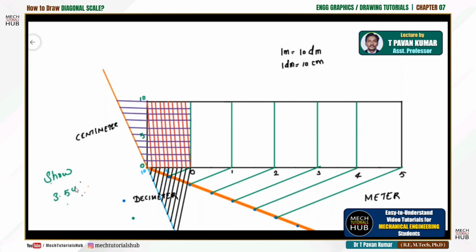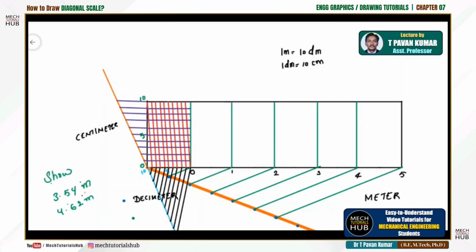Let me write it as some. I want to show 3.54 meters. Okay, means 3 meters, 0.5 decimeters and 0.04 centimeters. Similarly 4.62 meters. I would like to show these 2 units on the diagonal scale which we have constructed now, or which I have constructed now.